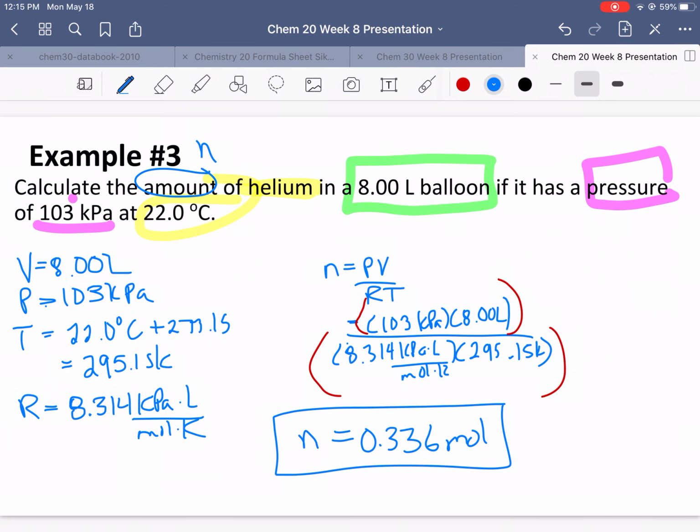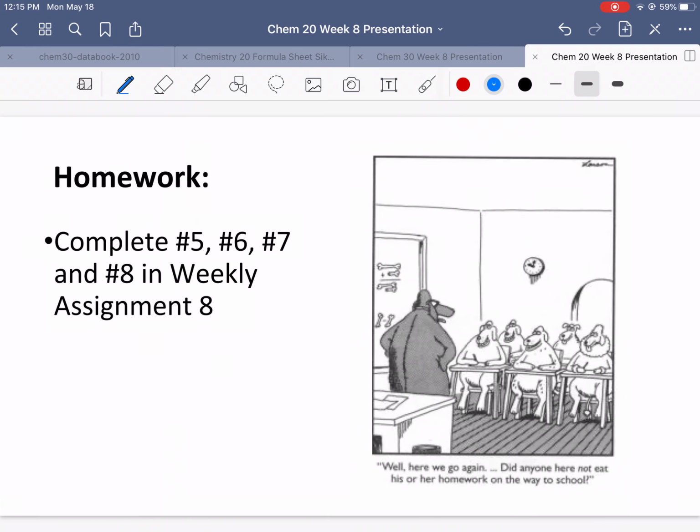Now, the questions in the assignment get a little more complicated than this because they might incorporate more than one formula into the same question, especially n equals mass over molar mass. You can use that in the context of any of them. So be prepared for multi-step questions. Alrighty, homework. You can now complete another 4 questions, and you're definitely 2/3 done the homework. Once you're done that, the last thing we're doing is that introduction to stoichiometry.